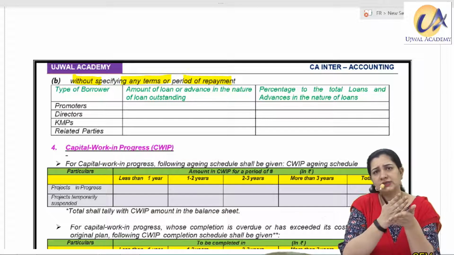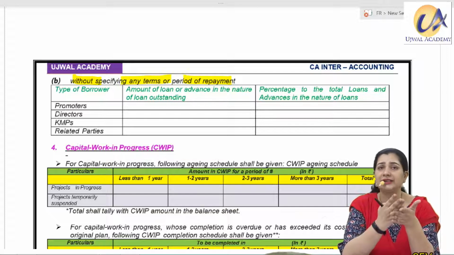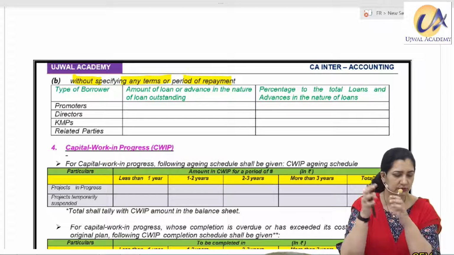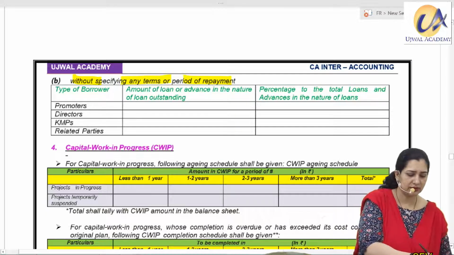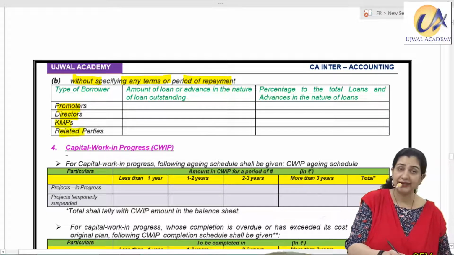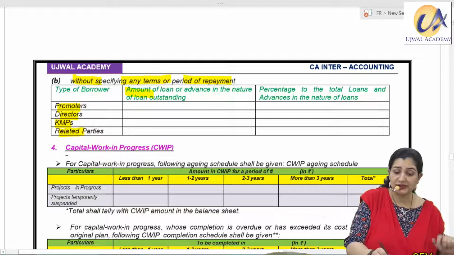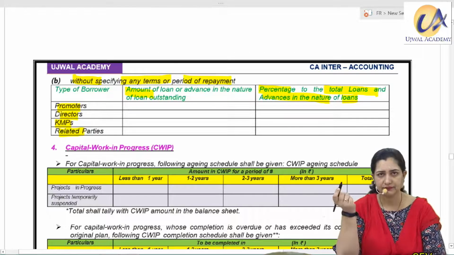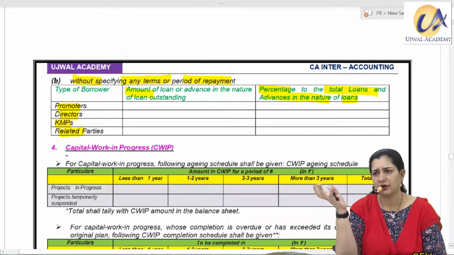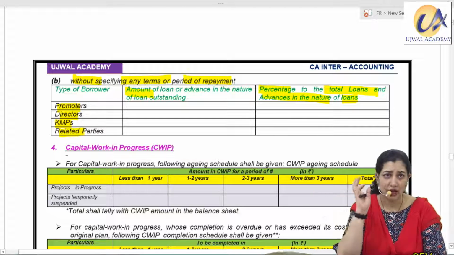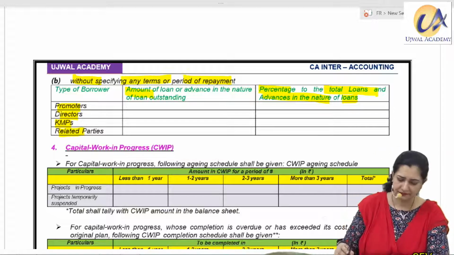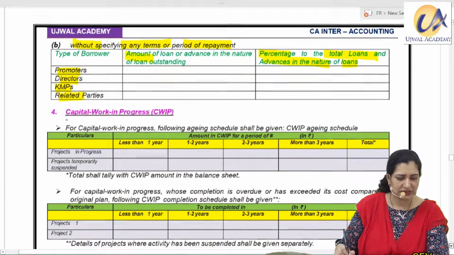Also, these loans are given to whom? Directors, related parties, KMPs, promoters. So, what will we give? Who are the borrowers? These four people, right? What is the amount of the loan and what is the percentage of this amount to the total loans given? Then all the investors will have a fair idea how much the company is giving and favoring these directors, KMPs, etc. Then next is now the aging schedule.